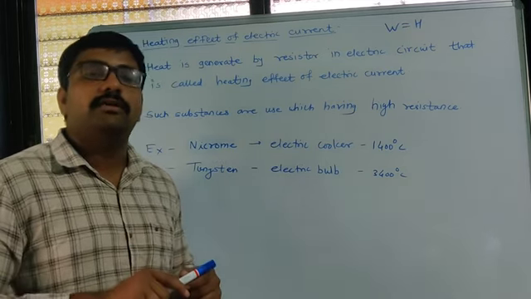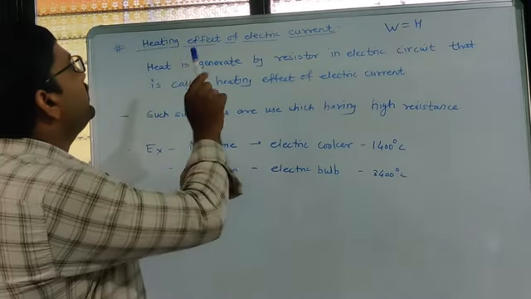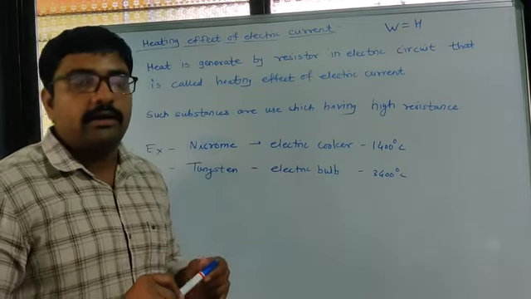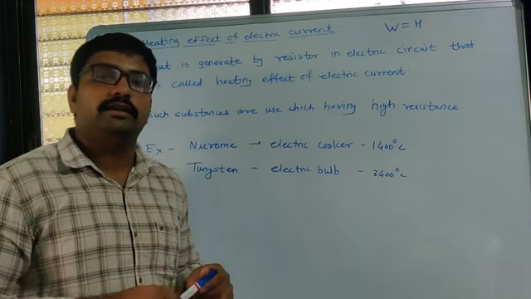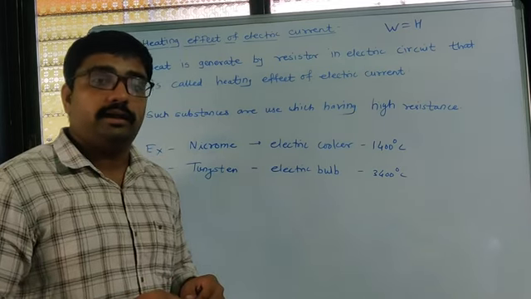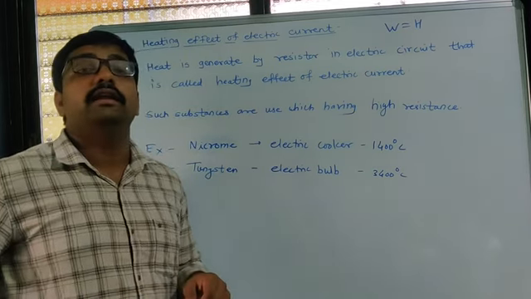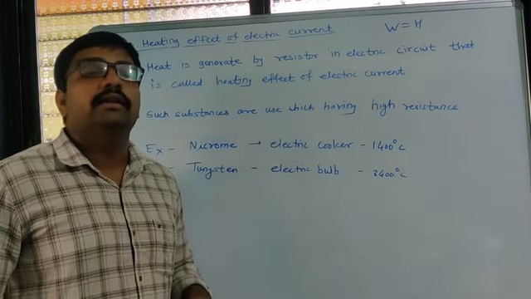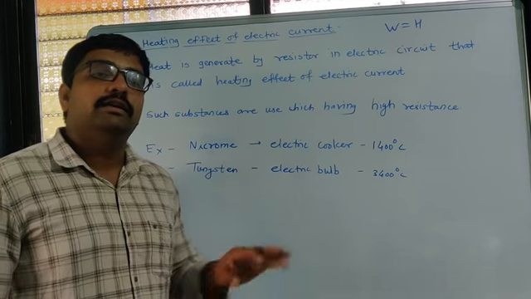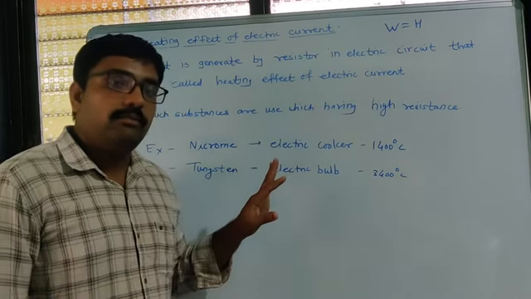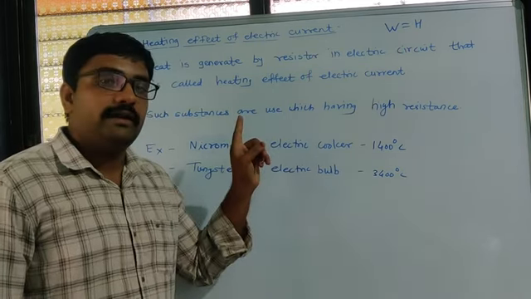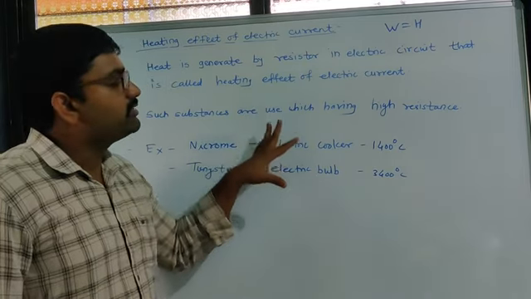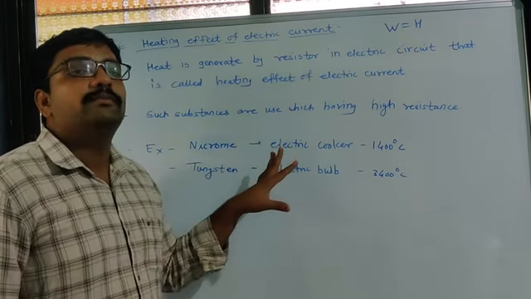The next topic we are seeing is the heating effect of electric current, the heat produced in an electric circuit due to the passing of electric current. That is the heating effect. The remaining part of this chapter we will see in the next lecture. You read the part covered so far, because problems are also asked, and some small questions are also asked on these topics.